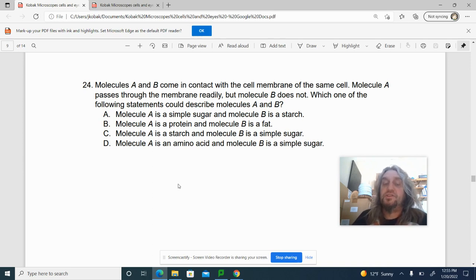A, molecule A is a simple sugar and molecule B is a starch. B, molecule A is a protein and molecule B is a fat. C, molecule A is a starch and molecule B is a simple sugar. D, molecule A is an amino acid and molecule B is a simple sugar.